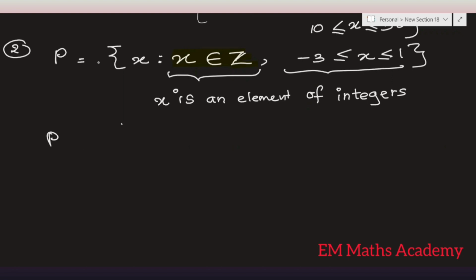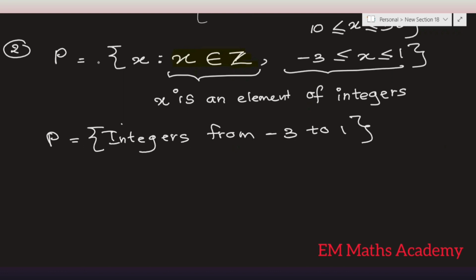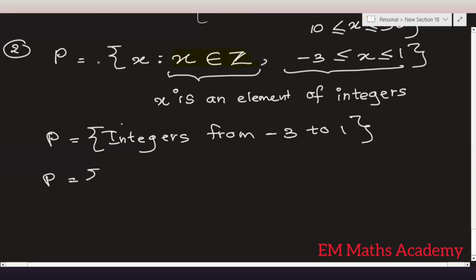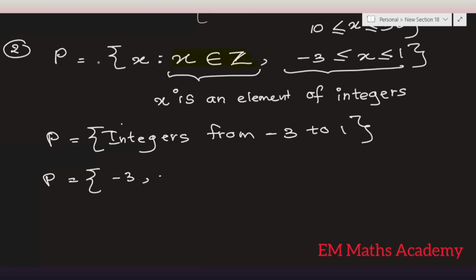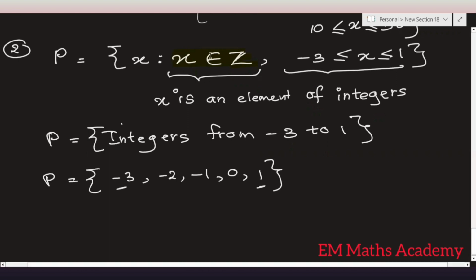Here I will write P in descriptive method: integers from -3 to 1. Okay. Then listing method. Listing element method. Then write the elements from -3 to 1: -3, -2, -1, 0, 1. We consider -3 and 1 because here the equal sign is given. Then Venn diagram method. Then take a closed plane figure.